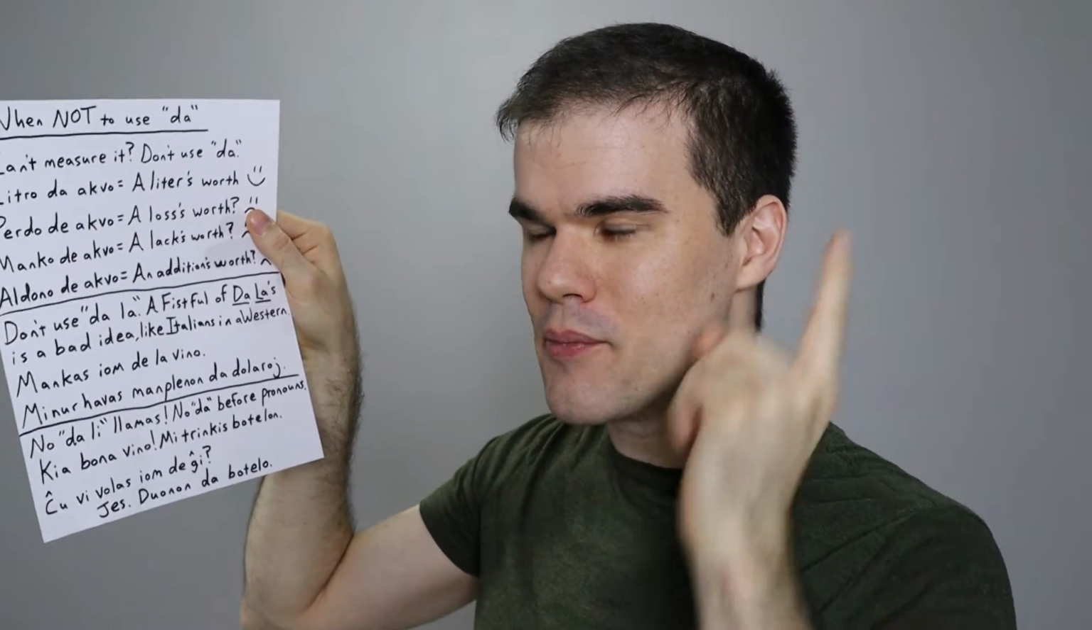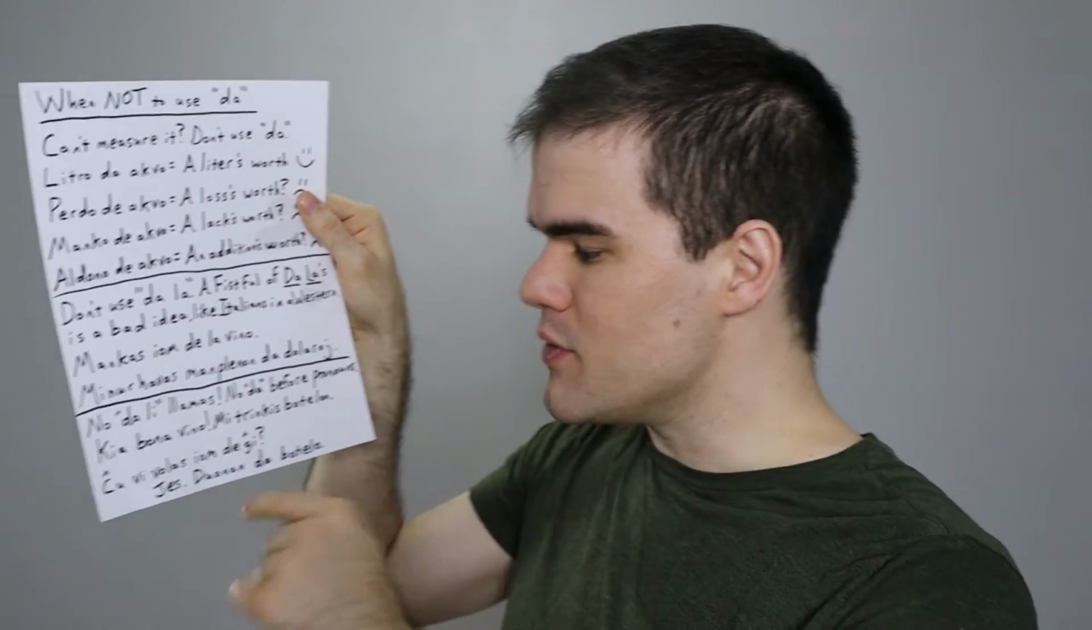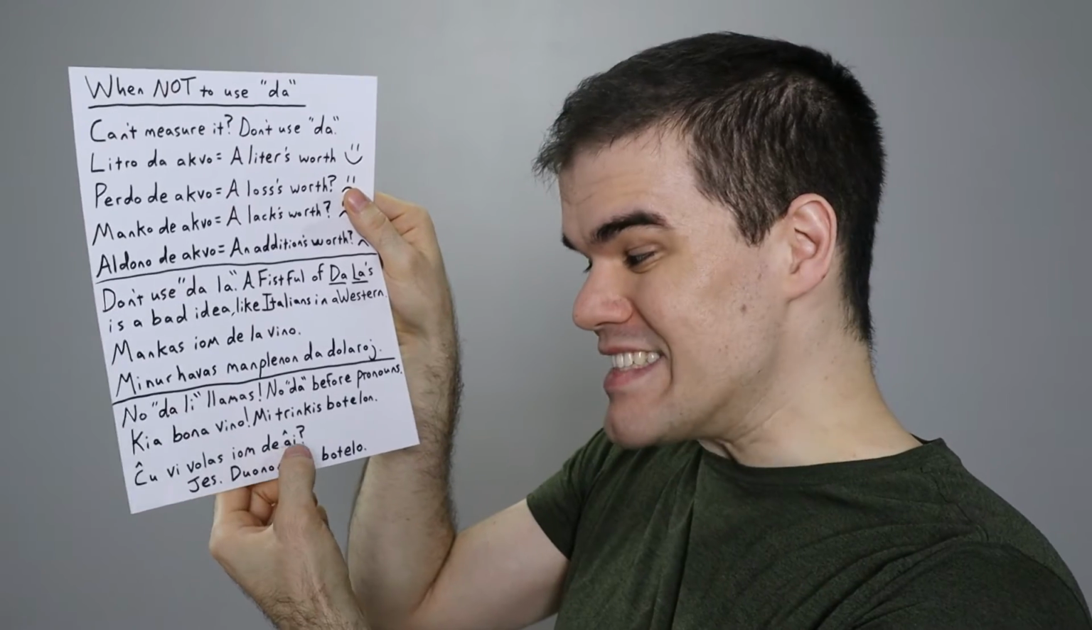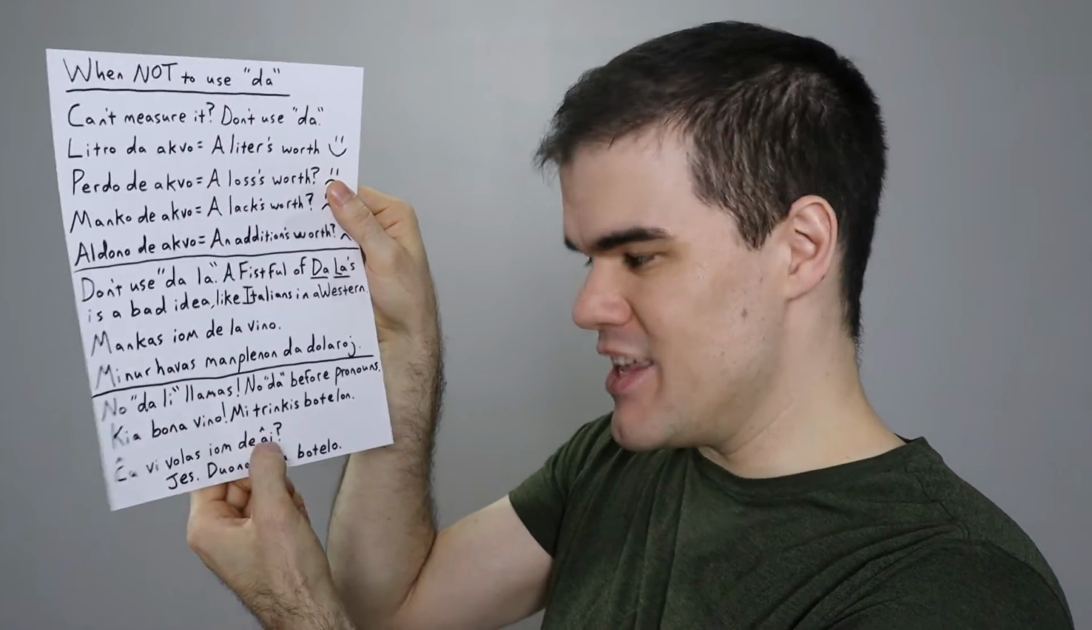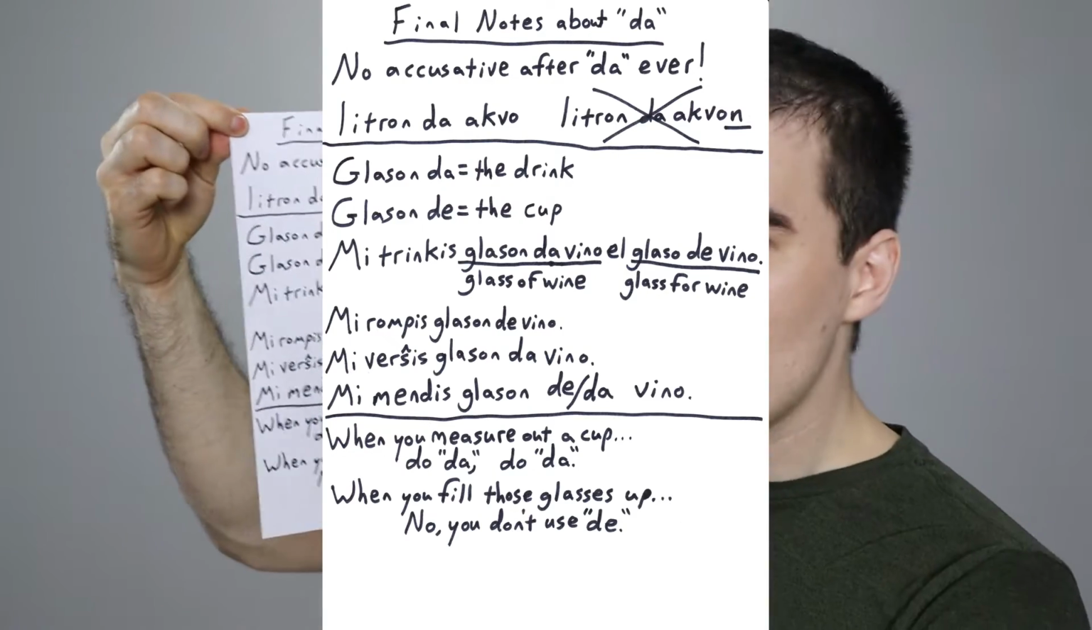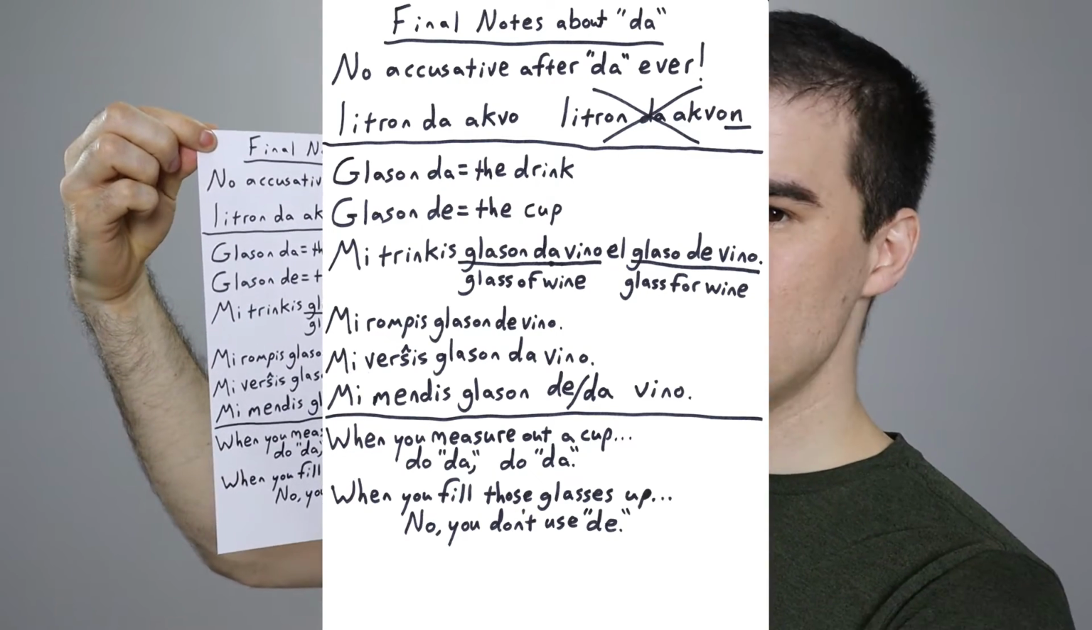We're pouring out and doing measurements here, so I'm about to use da, right? No, you want some of it. Well, "of it" means de, ji. Final notes about da: no accusative after da, ever.